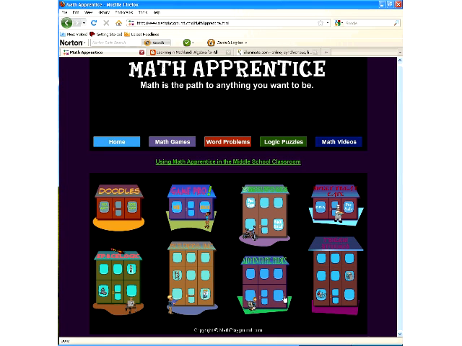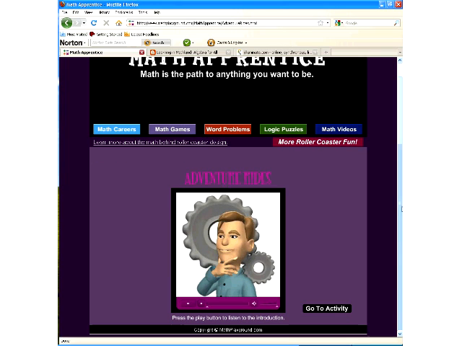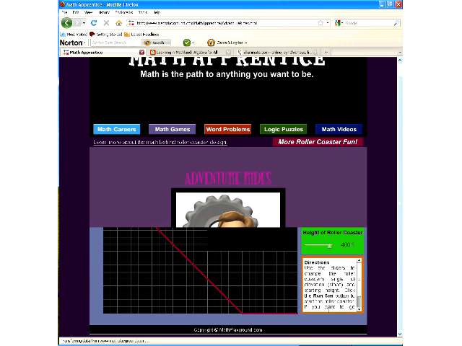Rides, adventure rides? Okay. Here we're introduced to an engineer who explains how math is used in roller coaster design.